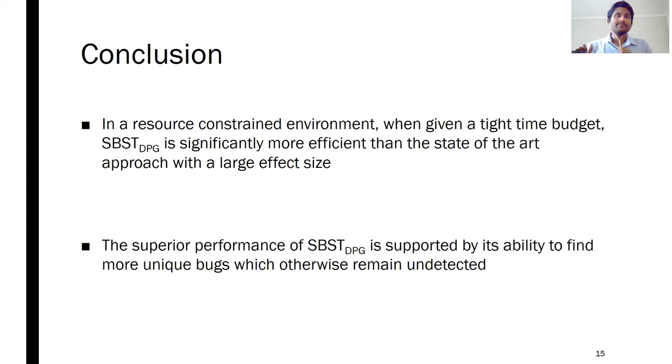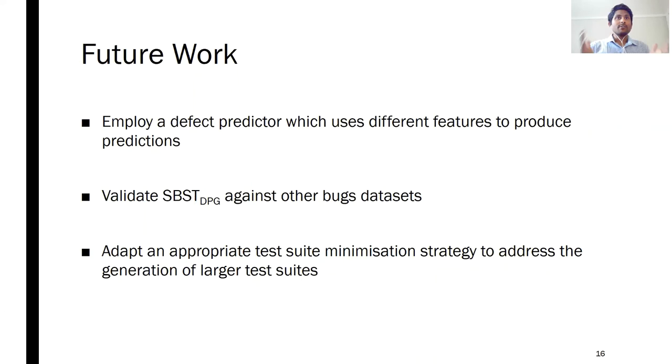We identified three future works from our research. First one is employing a defect predictor, which uses different features other than change history-related metrics to produce predictions. The second one is validating SBST DPG against other bug datasets. Actually, I didn't describe the third one in the presentation, although you can find more details about this in our paper. In brief, what we want to do with the third future work is to adopt an appropriate test suite minimization strategy to reduce the test suite size while maintaining the bug detection performance of SBST.